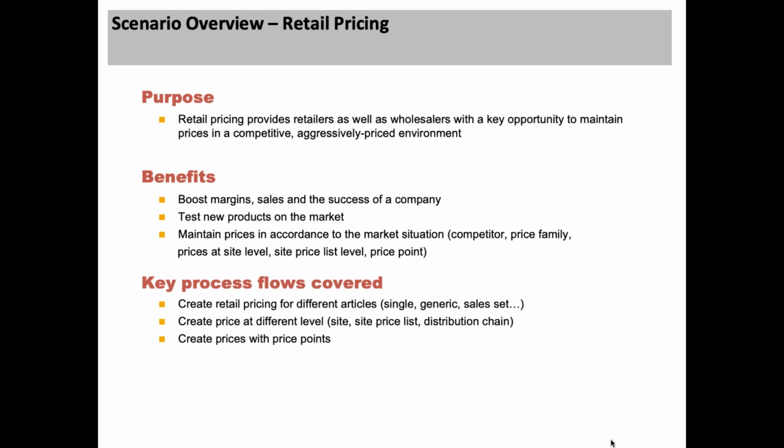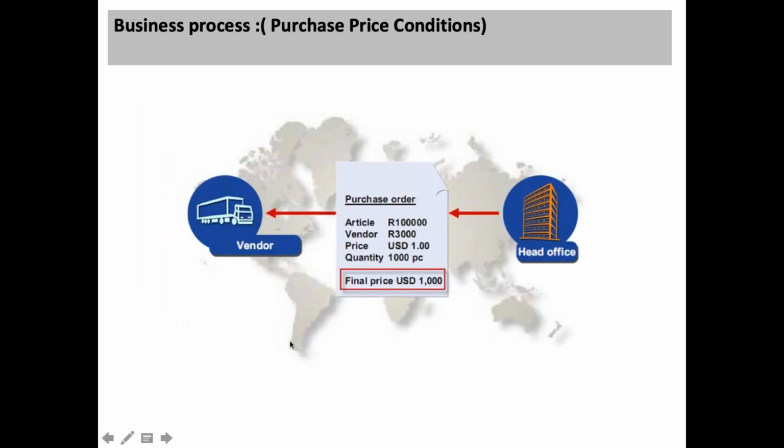Price point is very simple. It is that method of pricing, like 99.99, those kinds of psychological pricing you can do. So with this transaction, you can create retail prices for all the different articles. You can maintain prices at different levels: site level, group of sites, distribution chain level, distribution chain and site level, any level you can maintain. And price with price points.